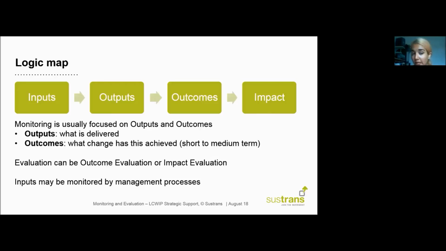Inputs are usually also monitored as part of project delivery, but this is usually as part of management processes and not necessarily as part of the evaluation process.